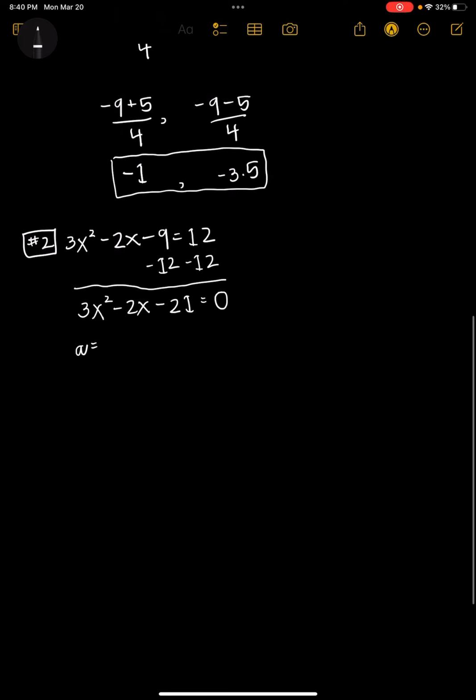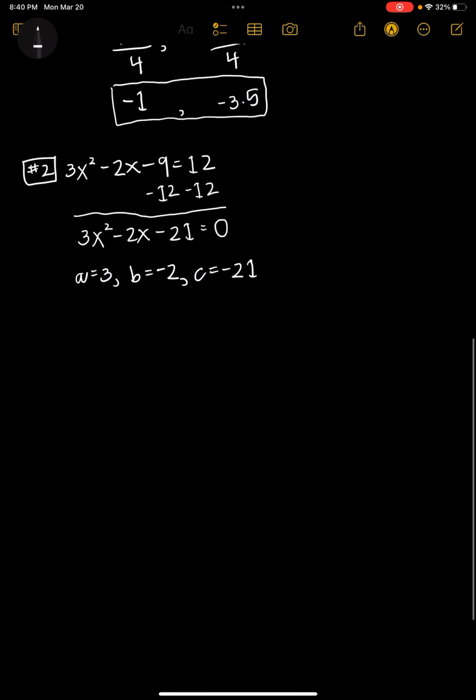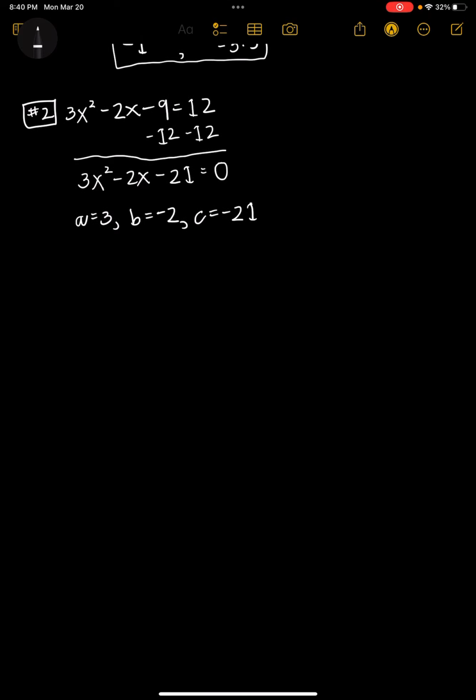Now that we're in standard form, we can figure out what our a, b, and c are. So our a is equal to 3. Our b is equal to negative 2, so it keeps the sign, and c is equal to negative 21. Make sure that if it's got a negative in front of it, it stays negative when you label your a, b, and c. All right, now I'm going to rewrite the quadratic formula, which is negative b plus or minus the square root of b squared minus 4ac, all over 2a.